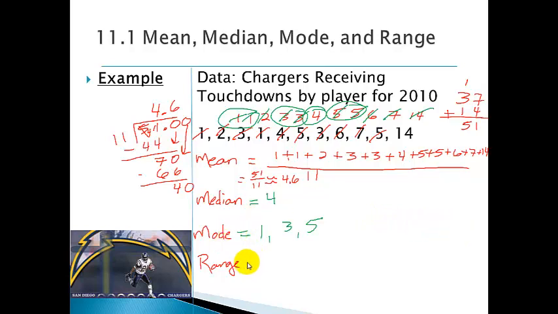And then our range, we take our high, we subtract the low. So 14 minus 1 equals 13 is our range.